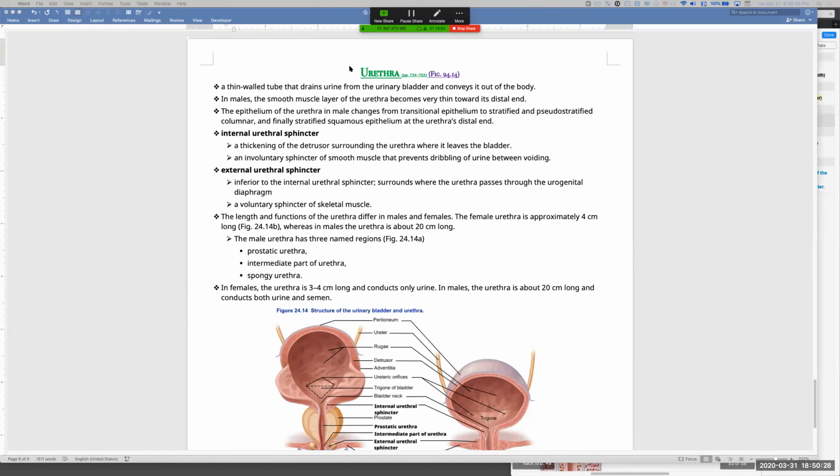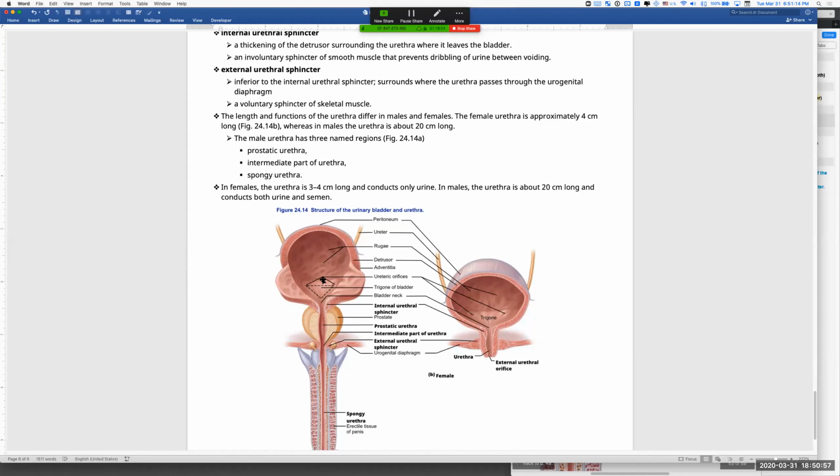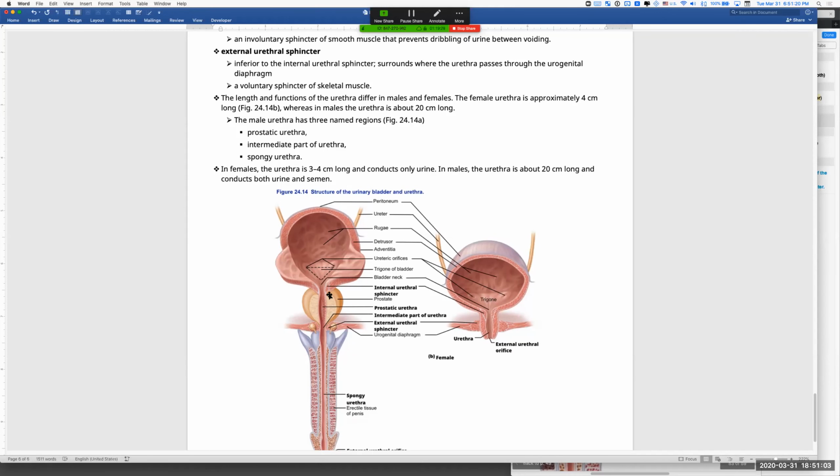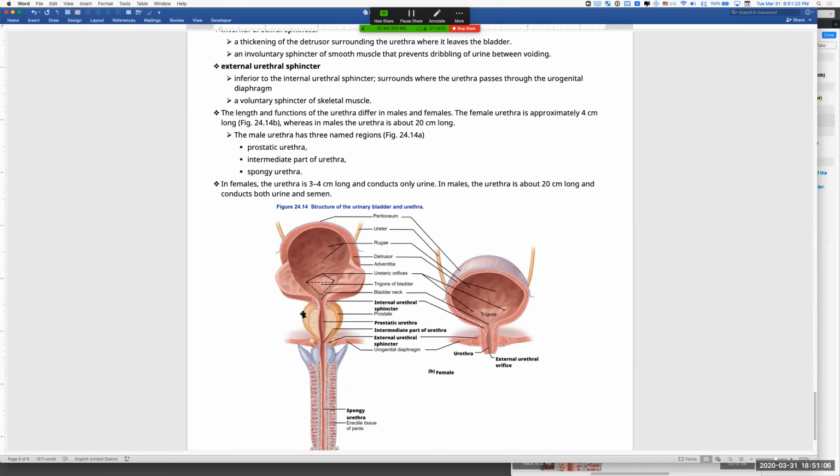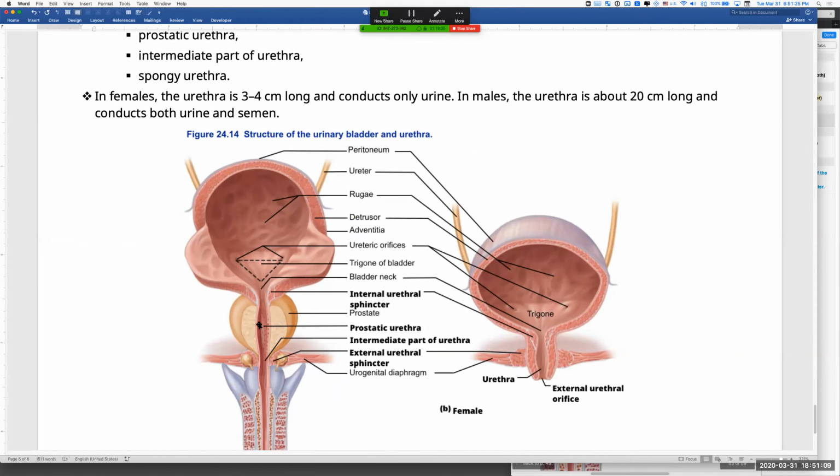Finally, the urethra. Remember, it's to be differentiated from the ureters. The urethra is quite a different structure in men compared to women. But in general, it's a tube that drains your urine out of your urinary bladder and transports it out of the body. Men have a much longer urethra, so long that it's divided into several segments. The part that passes through the prostate gland is known as the prostatic urethra.